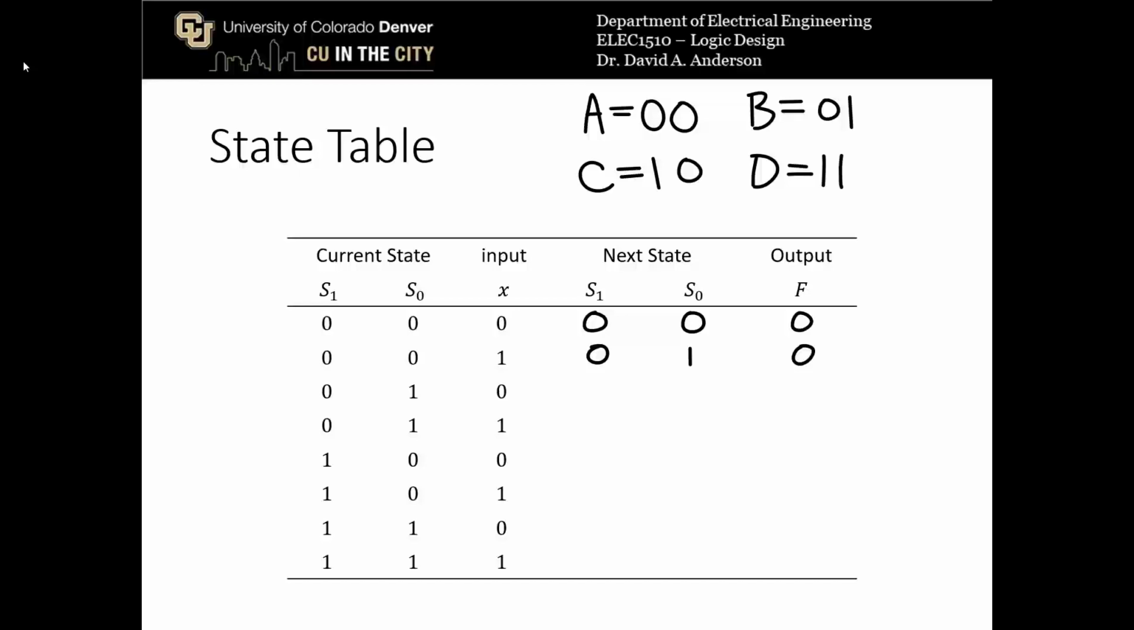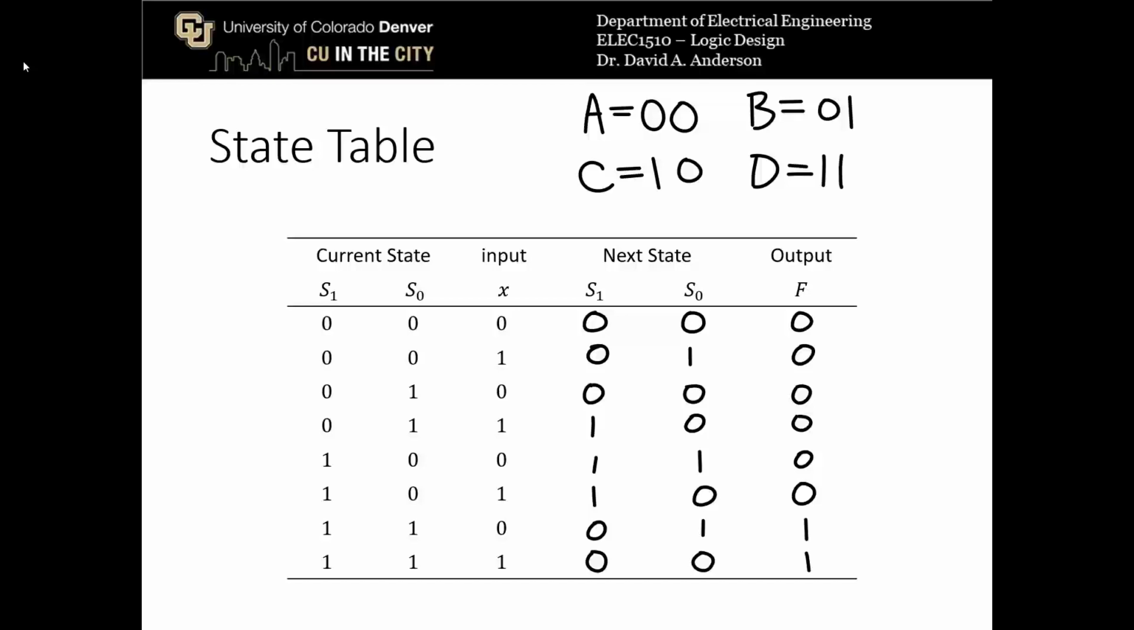For the next 2 rows of the state table, where S1 and S0 are 0 and 1 respectively, that's state B. The next states are A, 0, 0, and C, 1, 0, and the output is a 0 in both cases. The next 2 rows correspond to state C, that's 1, 0 for S1 and S0, and we get state D, 1, 1, and back to state C, 1, 0, and an output of 0 in either case. The final 2 rows are for the current state D, that's 1, 1 for the state variables, and we get 0, 1, that's state B, and 0, 0, that's state A, with an output 1 in either case.